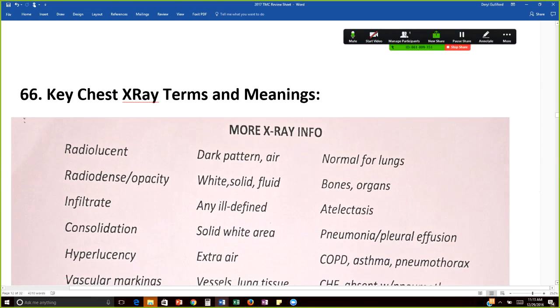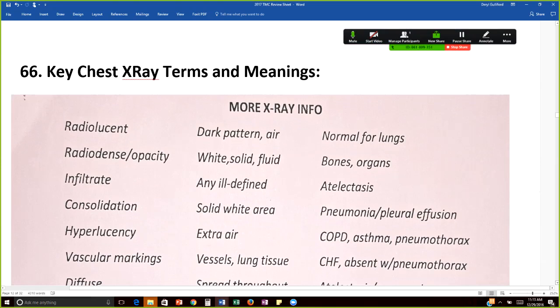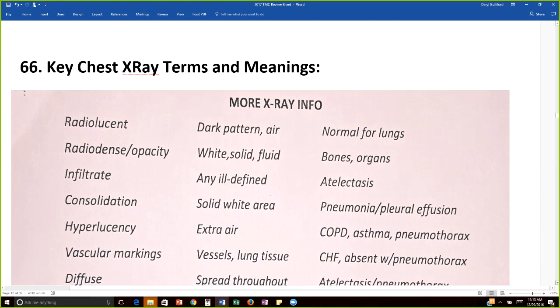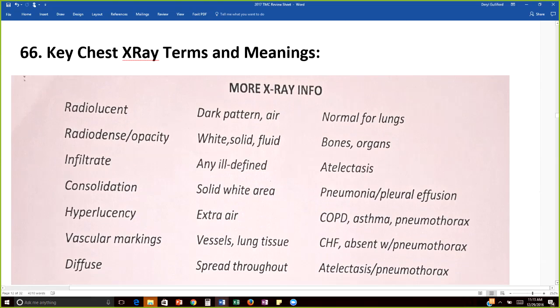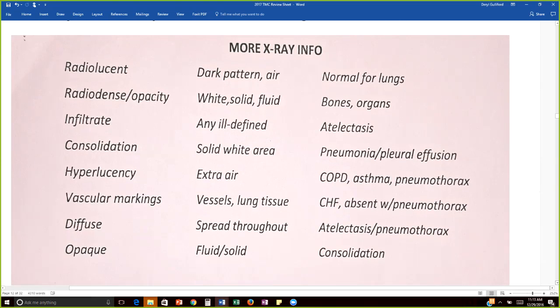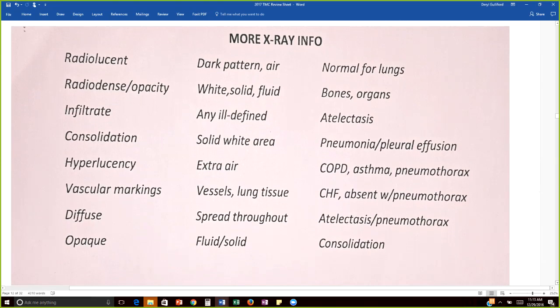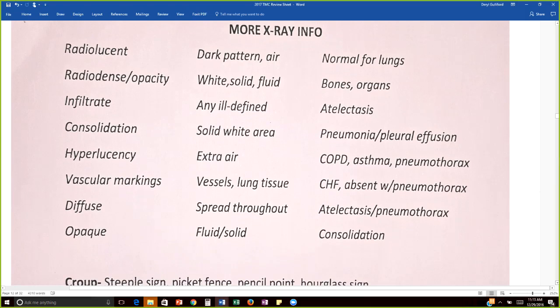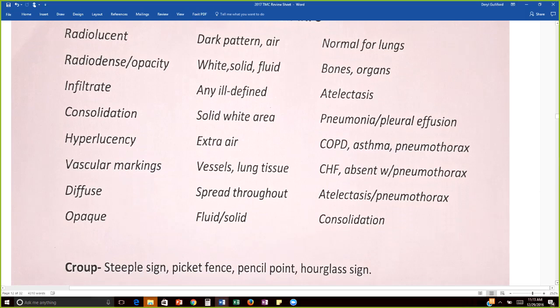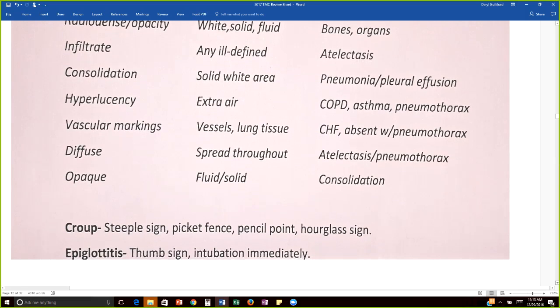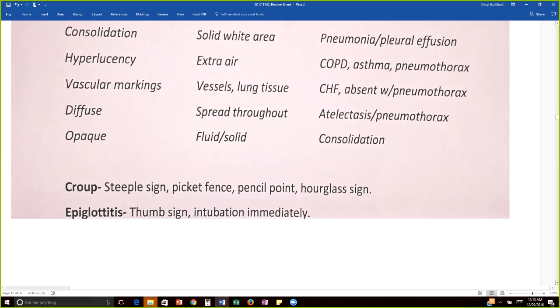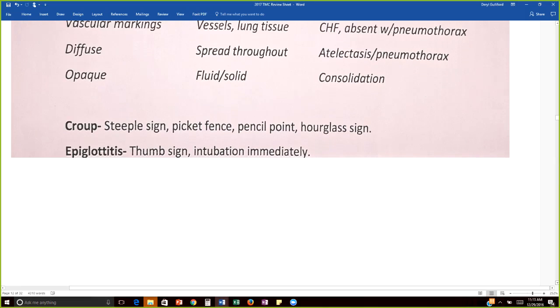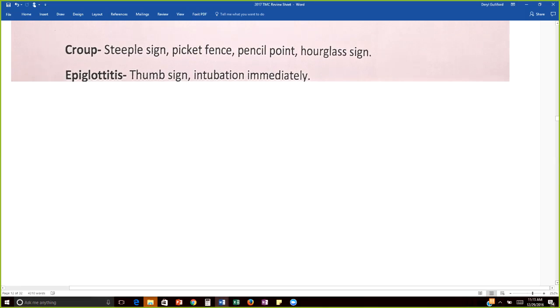And then also the chest x-ray terms like radiolucent, dark, radiodense or opacity, that's white, infiltrates, consolidation, hyperlucency is extra air or extra blackness, vascular markings, diffuse, opaque, and then this could show up on your test because it's classic respiratory therapy. Croup is the steeple sign, also known as a pencil point sign, and epiglottitis is the thumb sign.